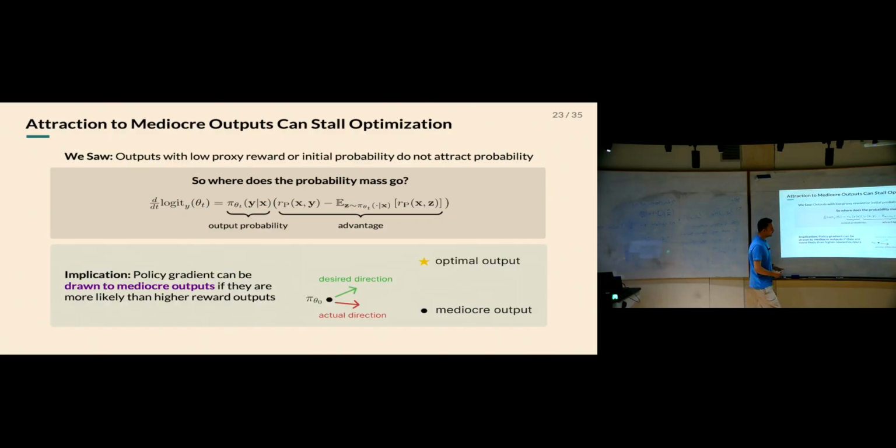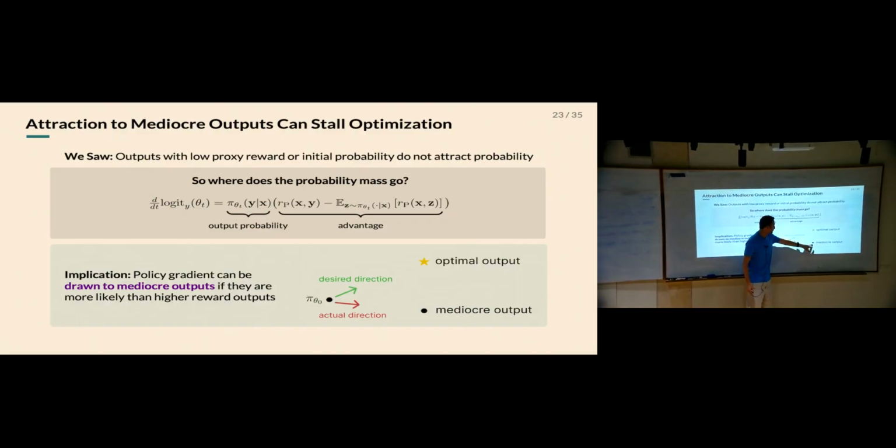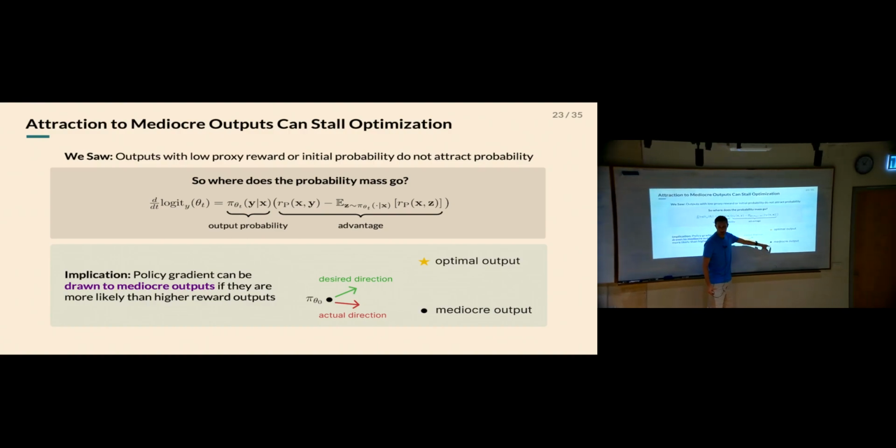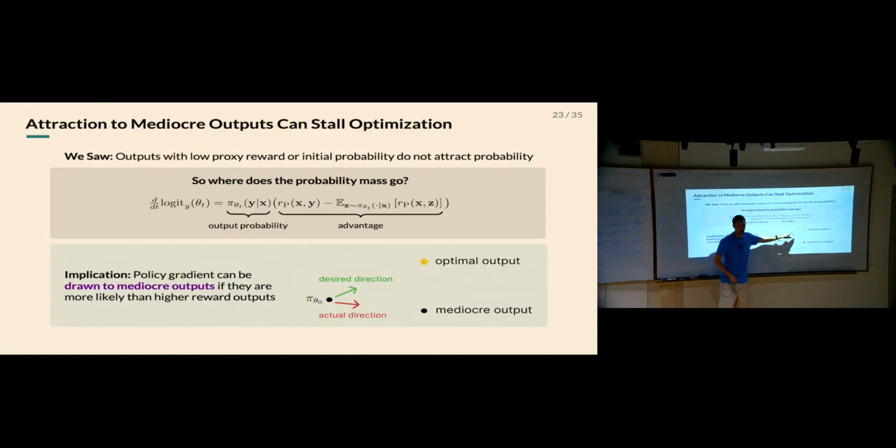In a picture, if you're here, and here is the optimal output, and this is some mediocre output which has higher probability currently under the policy, then we would have wanted the direction of the gradient to be towards the optimal output. I'm talking here about the expected gradient, the true gradient. But actually it can point towards this mediocre output instead.